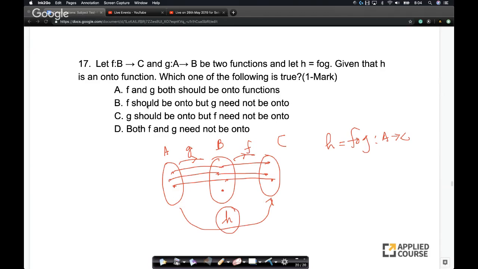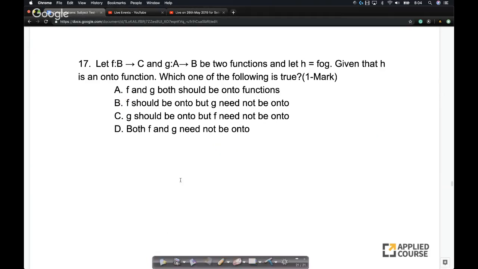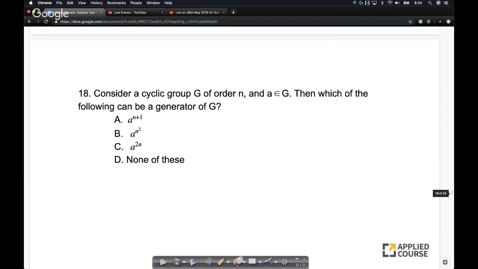So which of these options? F should be onto, but G need not be onto. So option B is the right option. Again, we have seen this example in the course videos also. Now let's go to the next question. Some of these questions are easy, as I told you.